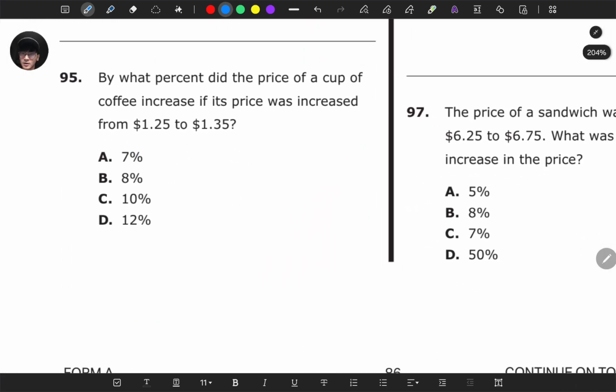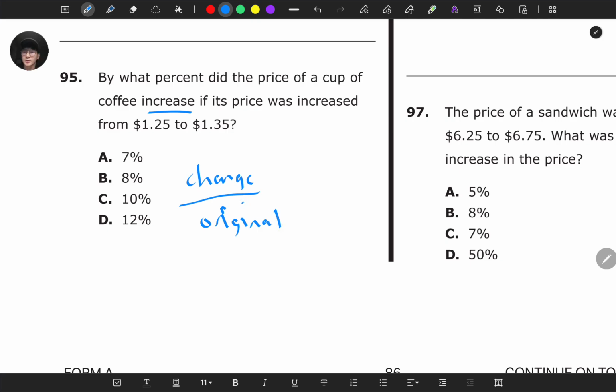95. Okay, so we need to find the percent that the price of a cup of coffee increased if its price was increased from 1.25 to 1.35. Okay, so you might have seen this in your middle school or something, right? It's called percent change, and it's change relative to the original, right? So there's a whole lesson with this you can do, but just for now, think about this percent change as the change from the before to the after over the original.